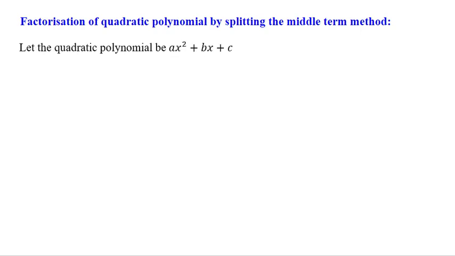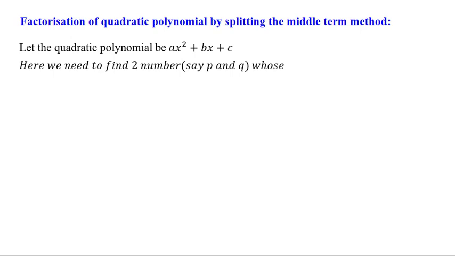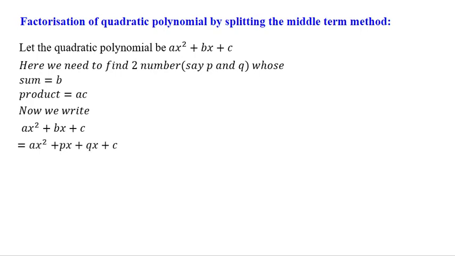Now let us consider a quadratic polynomial ax square plus bx plus c. Here we need to find two numbers, say p and q, such that their addition is equal to b and their product is equal to a into c. So if I get two such numbers p and q, then I will write this ax square plus bx plus c as ax square plus px plus qx plus c. And then we will take the common terms and get the factors. Let us understand this with the help of one problem.